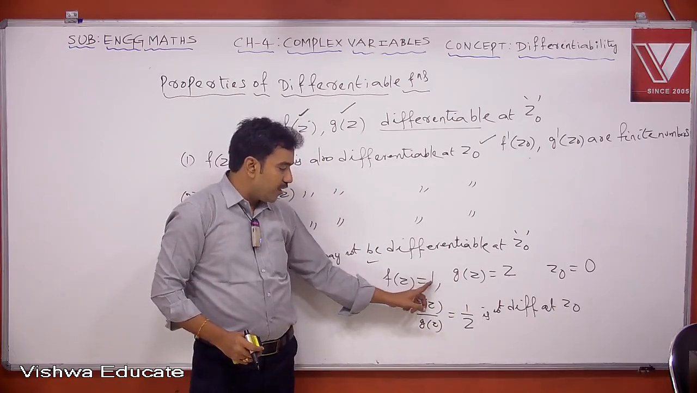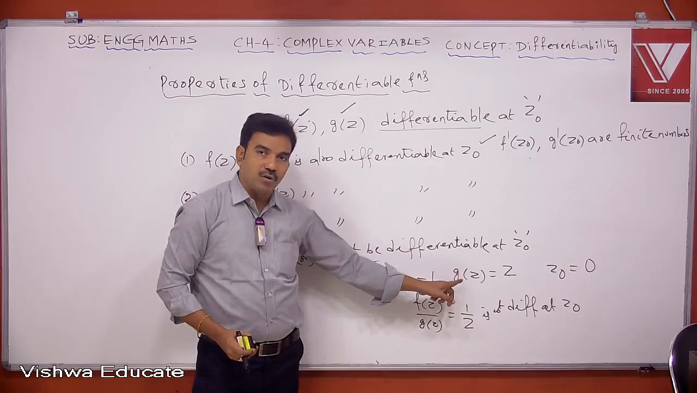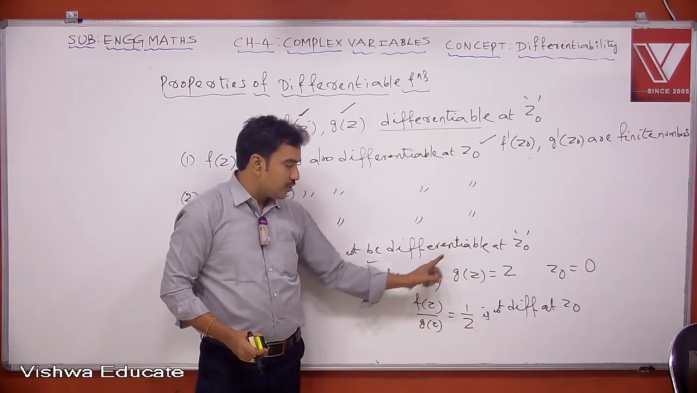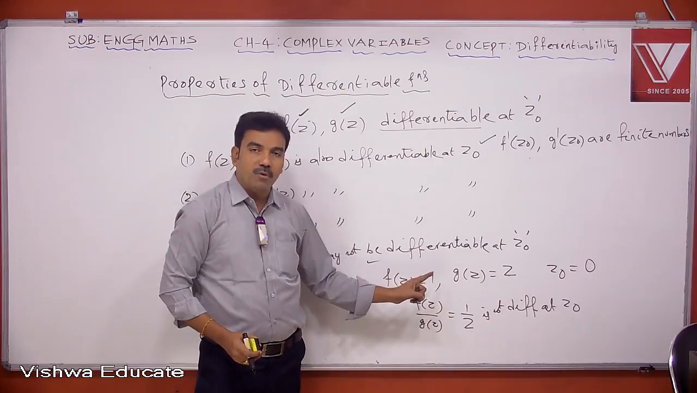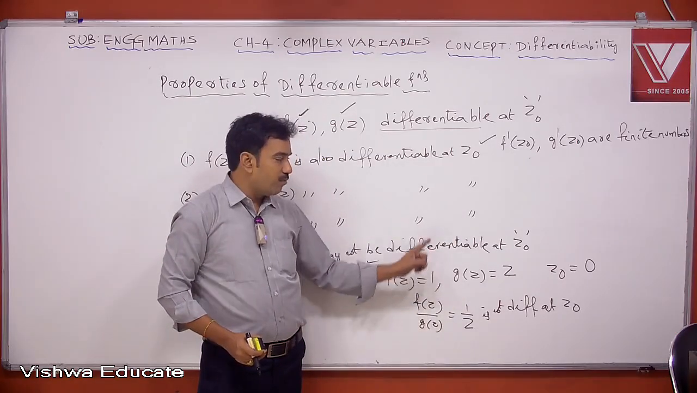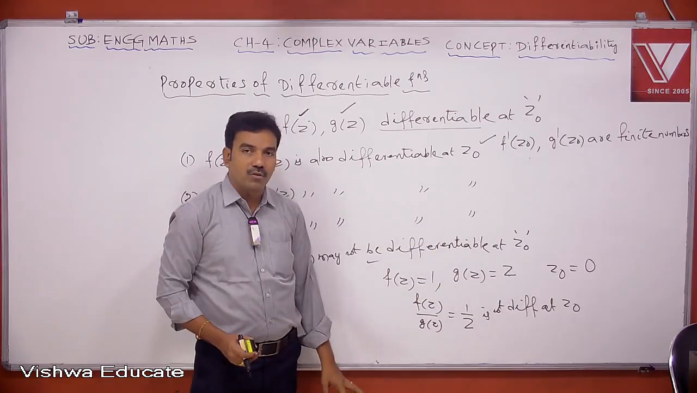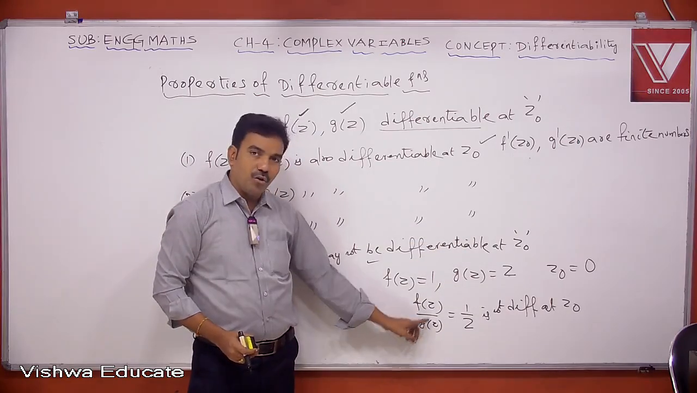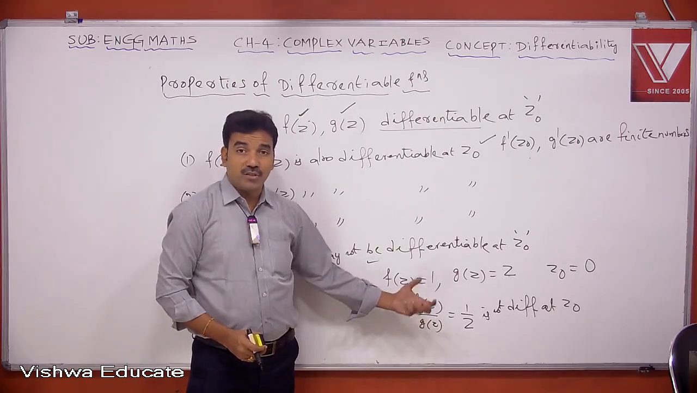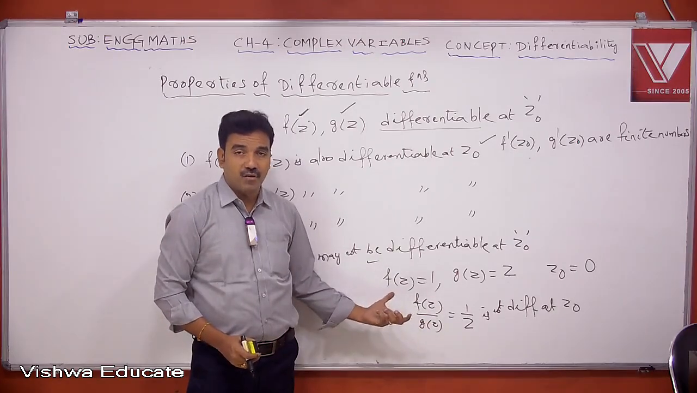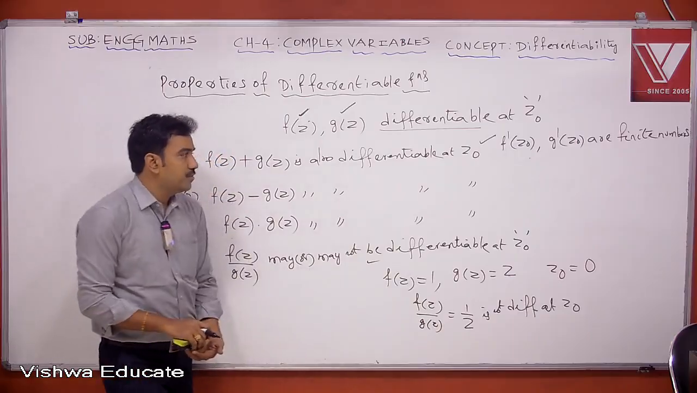Therefore, when you take f of z equal to 1 and g of z equal to z, this is a constant expression, this is a polynomial expression. We know that both the things are differentiable at all points. In particular, both are differentiable at z0 equal to 0. But when you look at the ratio, f of z by g of z is 1 by z, it is not differentiable because the function has no meaning when z is 0. Okay? So note all these points.